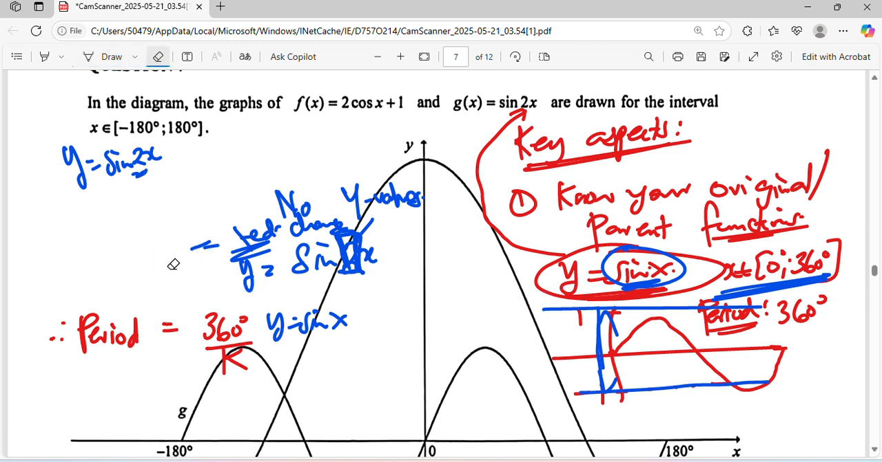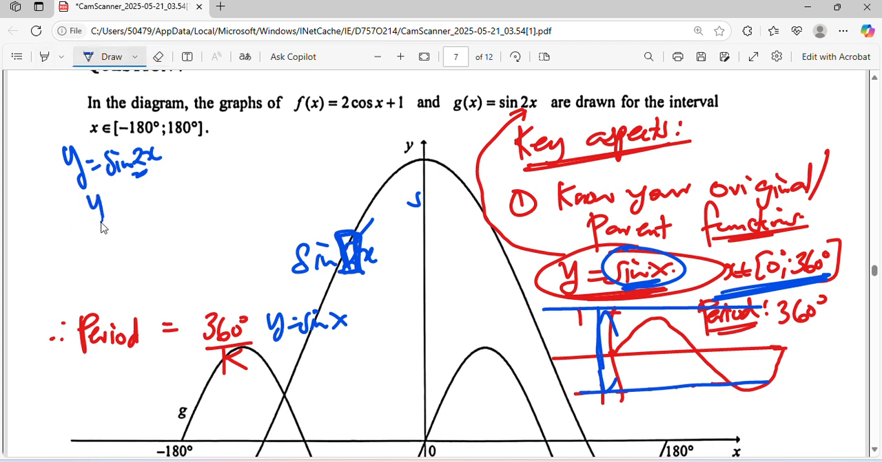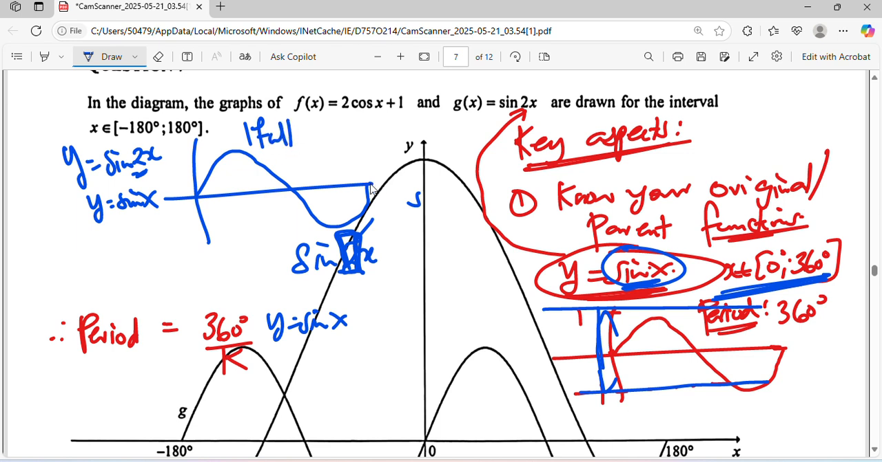This 2 is telling you that the original graph was y is equals to sine x. The original graph y is equals to sine x has got a period of 360. That means after every 360, it stops and then it starts. It's one full cycle. After 360, it starts another cycle until 720. That means every 360 it's repeating itself after 360 degrees.